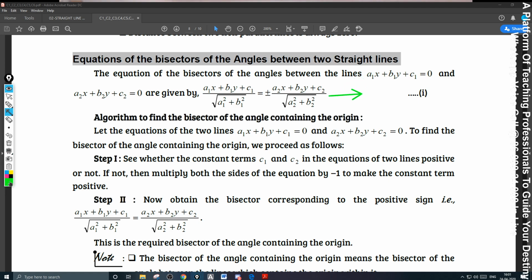(a1x + b1y + c1) divided by root over a1 square plus b1 square is equal to plus or minus (a2x + b2y + c2) divided by root over a2 square plus b2 square. So, the algorithm, this is what I explained now. Algorithm to find the bisector of the angle containing the origin: to find the bisector of the angle containing the origin, we proceed as follows.